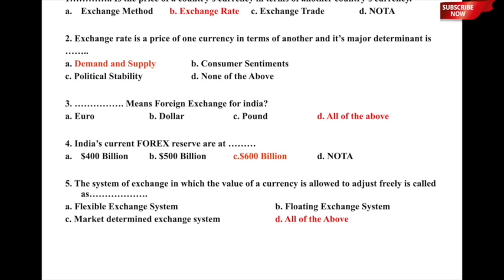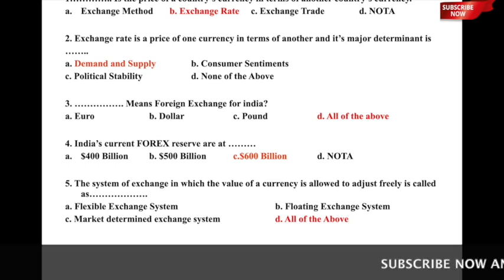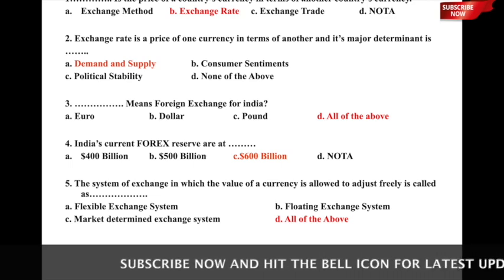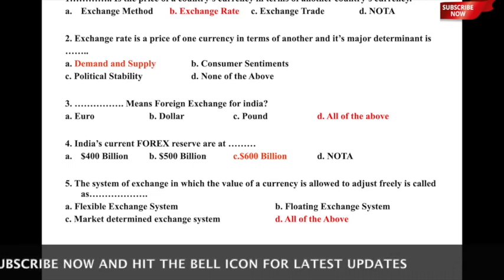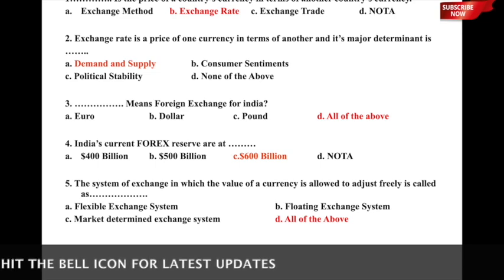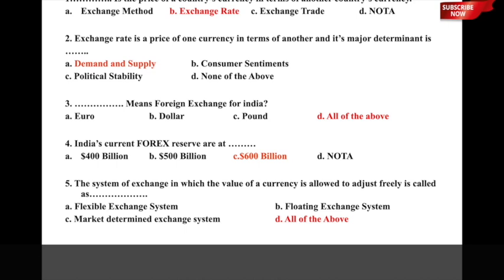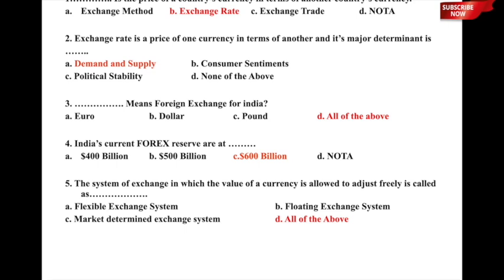Question number 3 is, dash means foreign exchange for India, whether it is A, euro, B, dollar, C, pound, or D, all of the above. So, here very easy sort of question. Foreign exchange means any other country's currency. It is not particularly limited to dollar or pound or euro, but any other currency in general. So, here all the three options are foreign exchange for India. So, option D, all of the above, is the correct answer to this question. I hope that is clear.